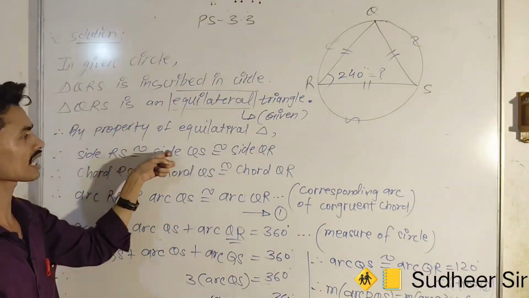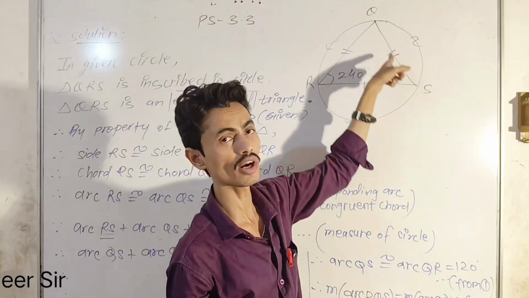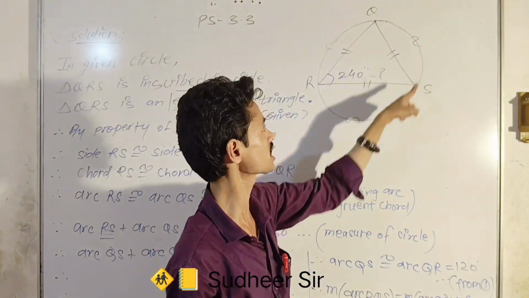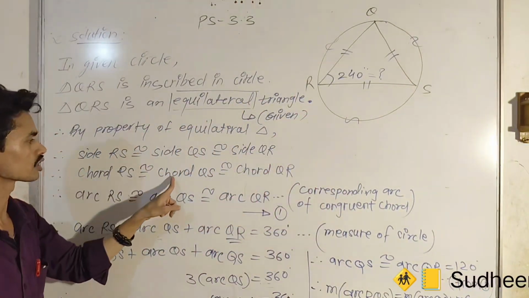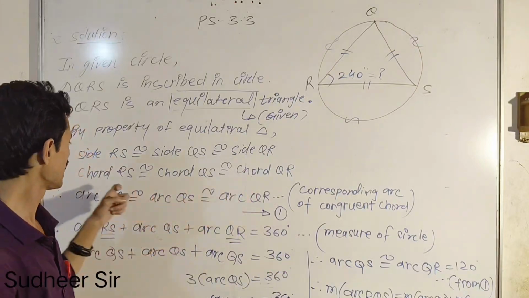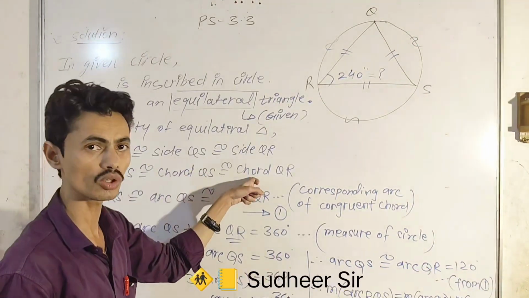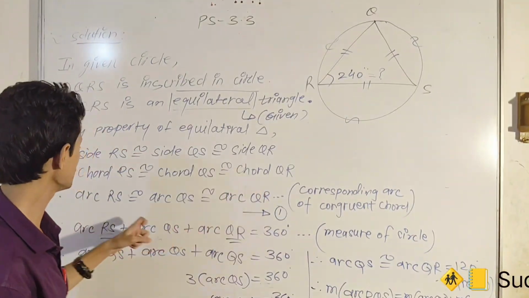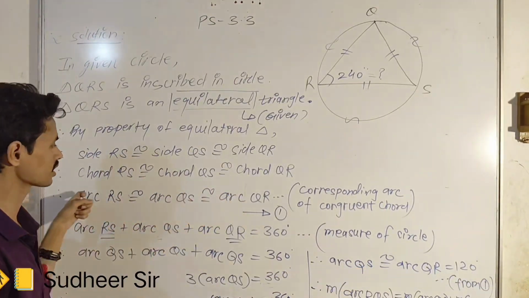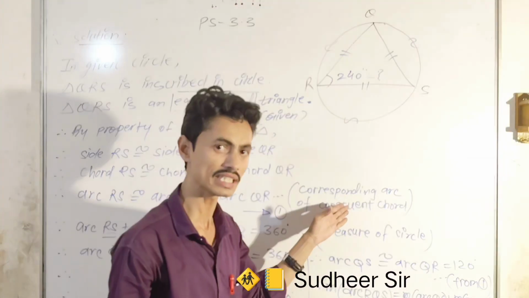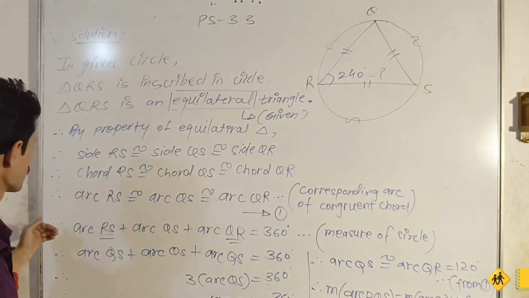If the sides are congruent, they are sides for a triangle, but if you are talking about the circle, they will be chords. So we have to write chord. As we know that chords are congruent, the corresponding arcs also will be congruent. So we got this, and I have written the value. The reason for that is, this is equation number 1.